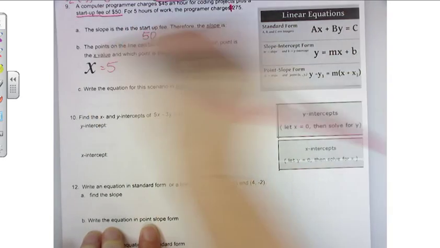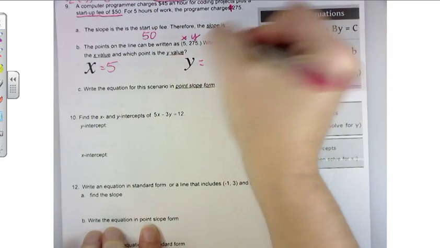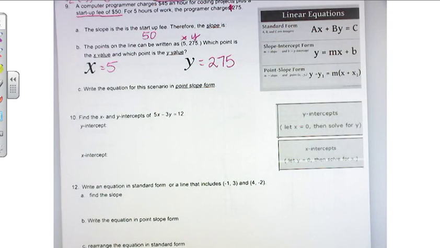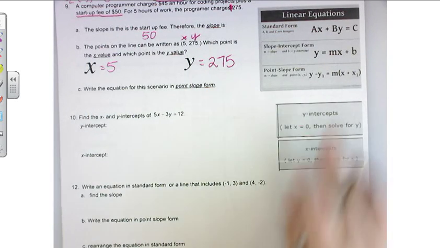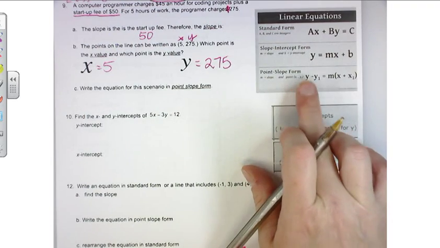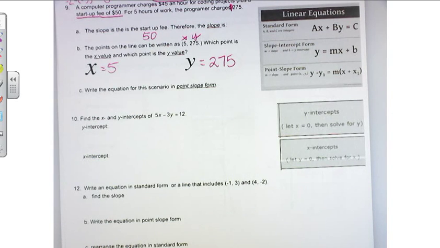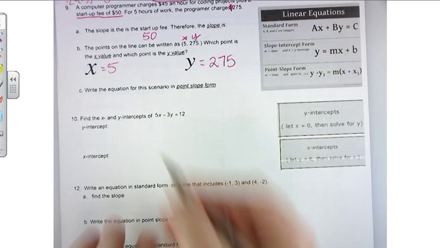It's always alphabetical order. So x equals 5, y equals 275. Yay. Oh, this problem says write this scenario in point slope form, which is this last one down here. And as you have heard me say all week, my favorite of the linear equations, because I only need the slope and I only need 1 point.